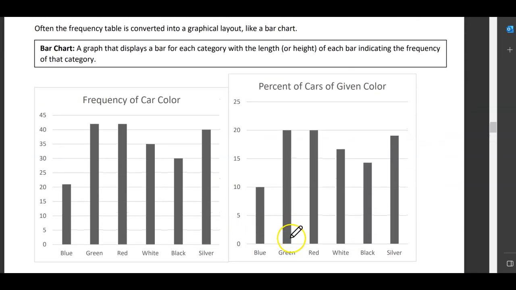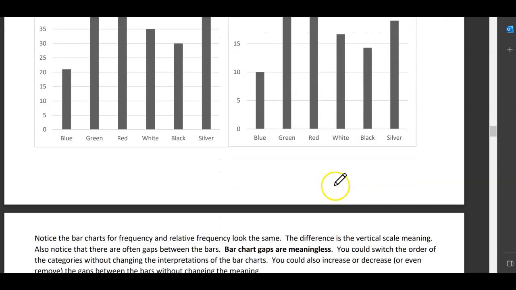You could also count up 20 plus 20 plus, what is that? 17 plus 19 plus 14, and add all those up, and it should be 90. But that's a lot harder to do.